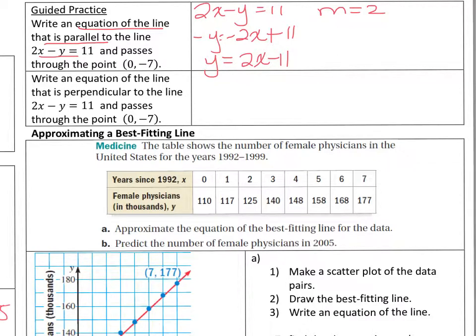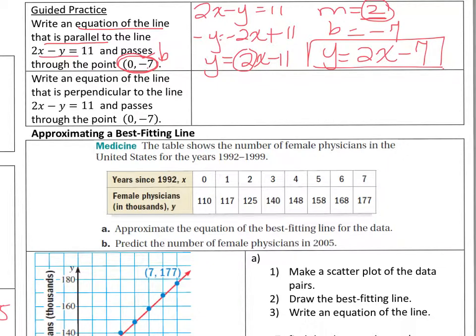So I know that the slope of the line that I'm looking for must also be 2. Okay, parallel lines have the same slope, and it has to pass through (0, negative 7). I could again sub in 0 for x and negative 7 for y to find out what my y-intercept is, but that is unnecessary because (0, negative 7) itself is already the y-intercept. So b is negative 7. And I can write y equals 2x minus 7.